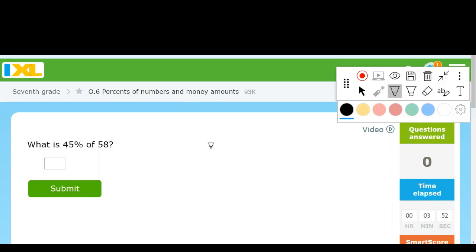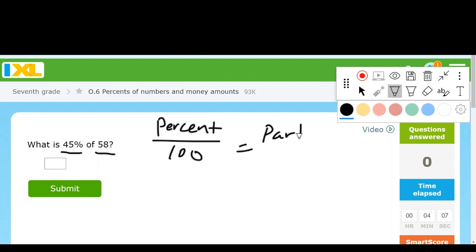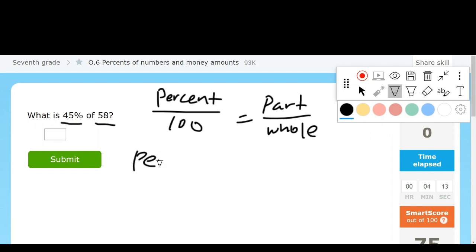Here's another problem. So we're asked to find what is 45% of 58. So again, we're going to write out our equation. Percent over 100 equals part over whole. Do we know our percent? Well, the problem gives it to us, 45%. So I'm going to make a note of that.